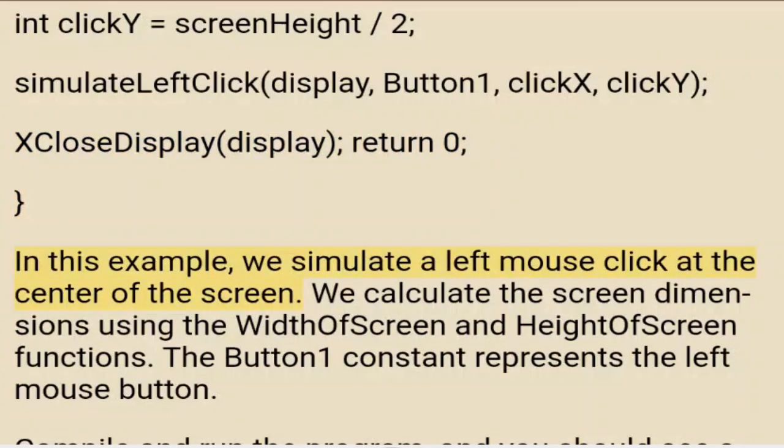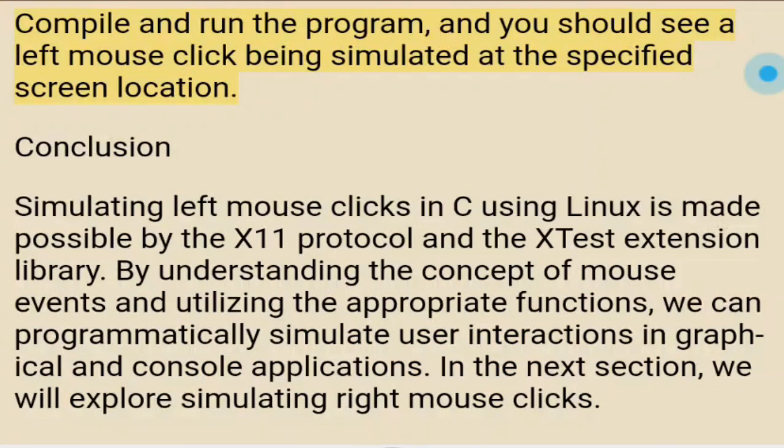In this example, we simulate a left mouse click at the center of the screen. We calculate the screen dimensions using the WidthOfScreen and HeightOfScreen functions. The Button1 constant represents the left mouse button. Compile and run the program, and you should see a left mouse click being simulated at the specified screen location.